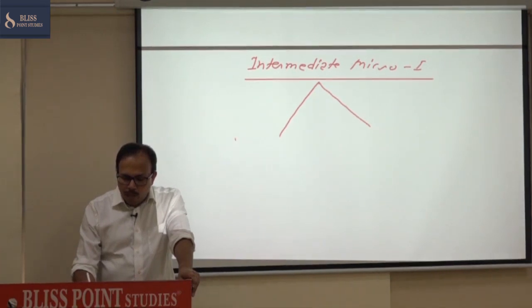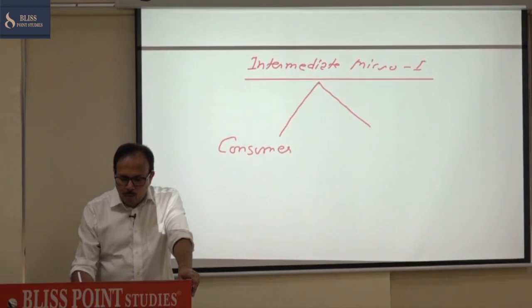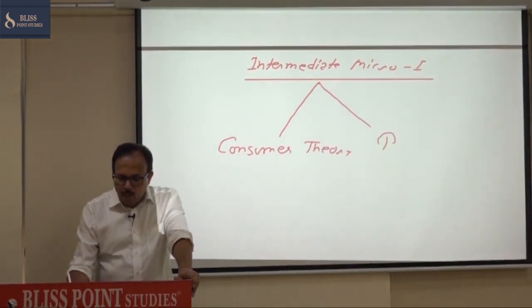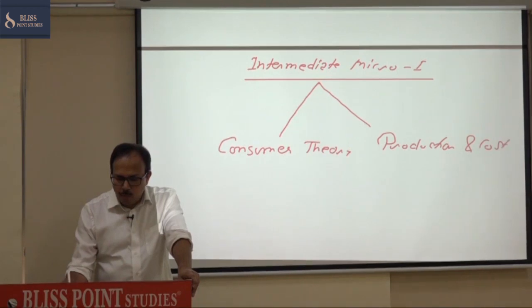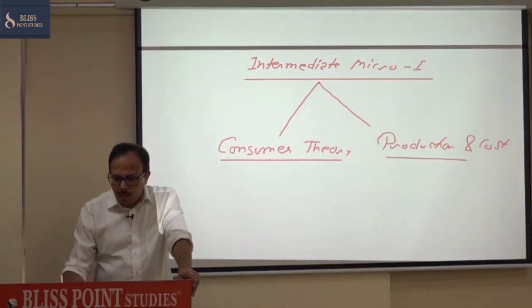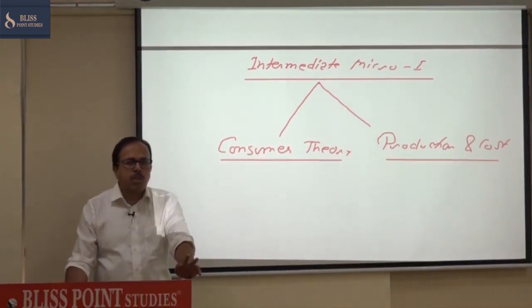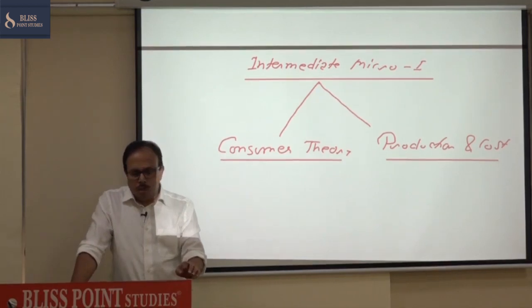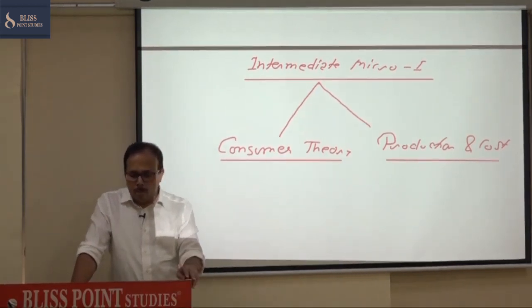One unit will be consumer theory, and the second unit will be production and cost. Production and cost will be your unit number 2. So section A is consumer theory and section B will be production and cost. Your question paper is also divided into 2 sections: section A consumer theory and section B production and cost.